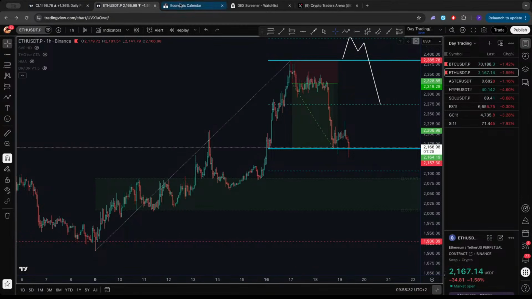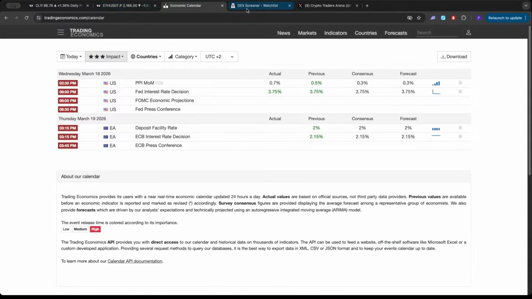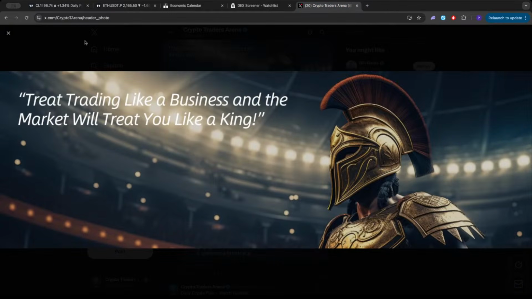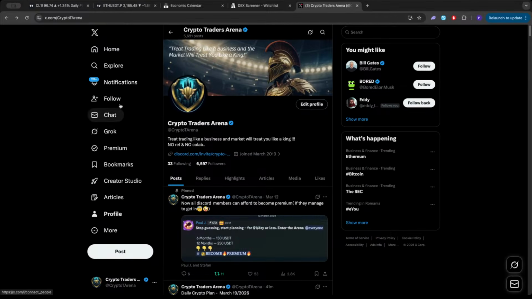Simple for me. Okay. Anything else? Calendar we talked about. Shitcoins on Dex Screener dumping like crazy, most of them. Acceptable. Twitter. Let's see Twitter a little bit.